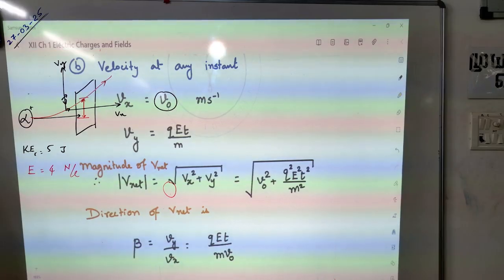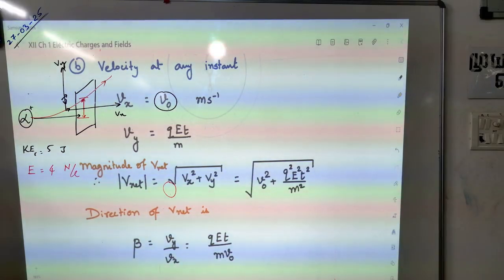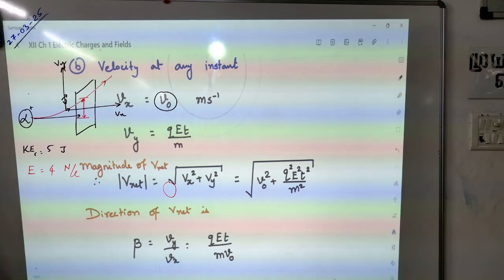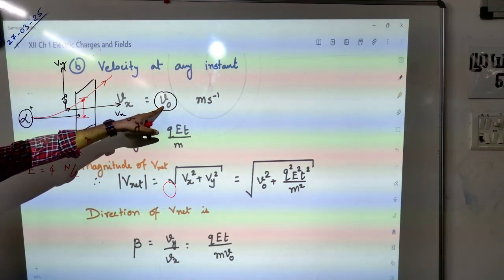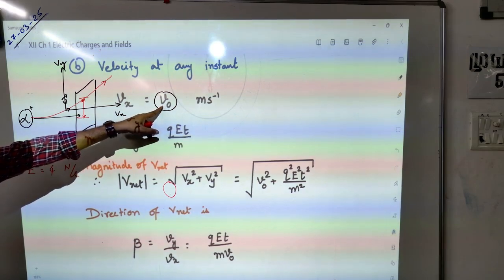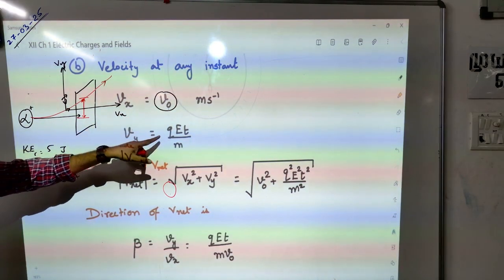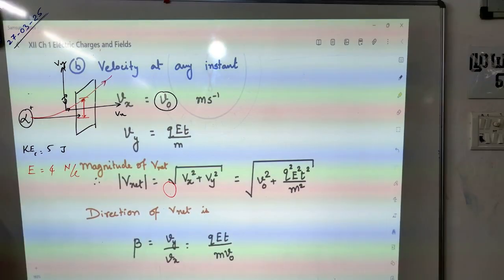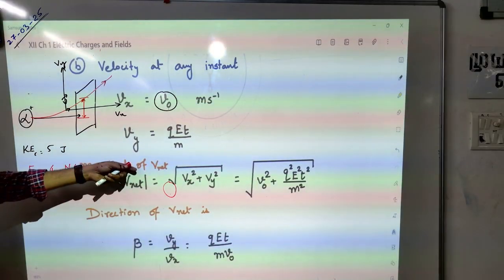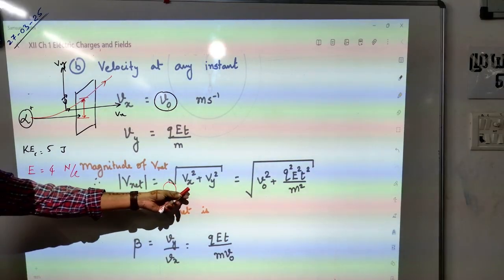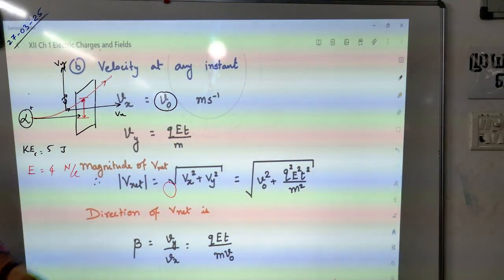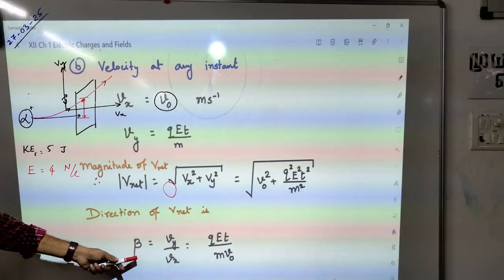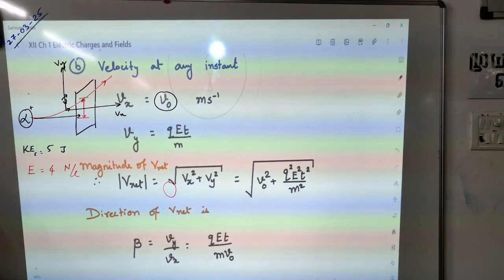The initial velocity. Projectile motion. Along the x-axis, velocity doesn't vary. Only along the y-axis, velocity varies. So along the x-axis, velocity is always the initial velocity. And along the y-axis, qEt divided by mass of the body. Got it? So magnitude of the net velocity is given by root of Vx square plus Vy square. Formula is there. Direction of the V net at any given instant is given by Vy by Vx.